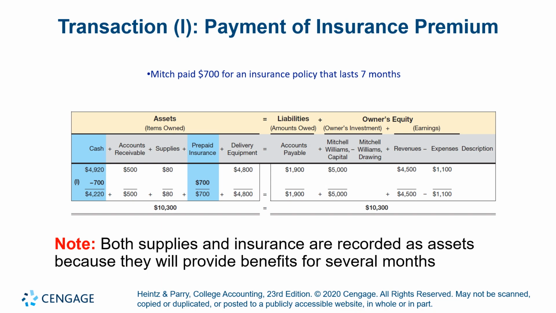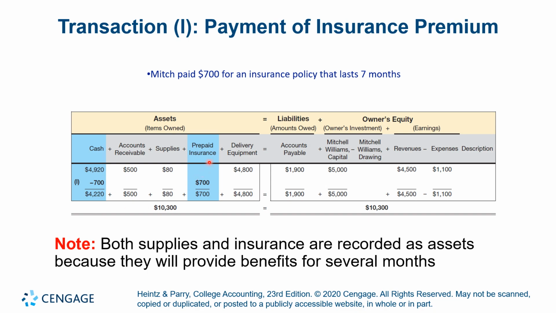In this transaction, we pay an insurance premium. So Mitch paid $700 for an insurance policy that lasts 7 months. In week 3, we will talk about depreciation. So there will be some division, but for right now, we're just entering the transaction, okay? So my asset of cash is going to decrease by $700, right? Because I paid for an insurance policy. So now I have $4,220 of cash.